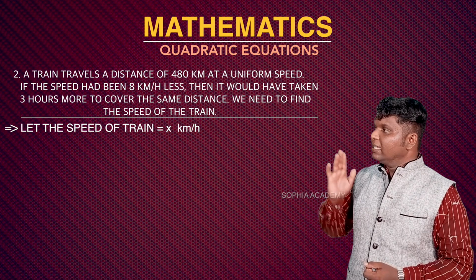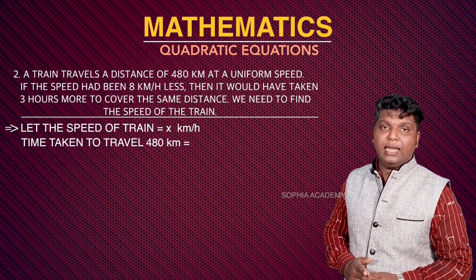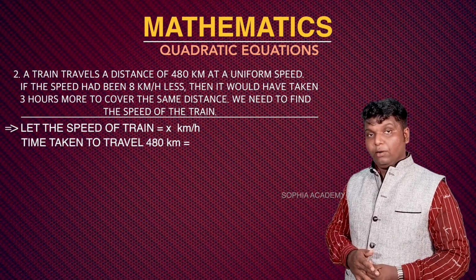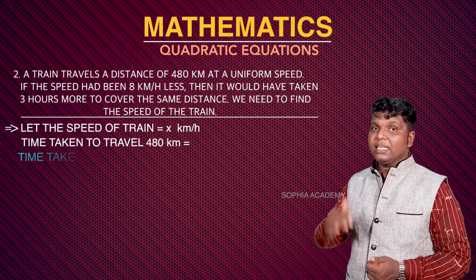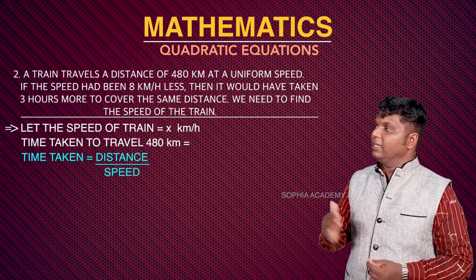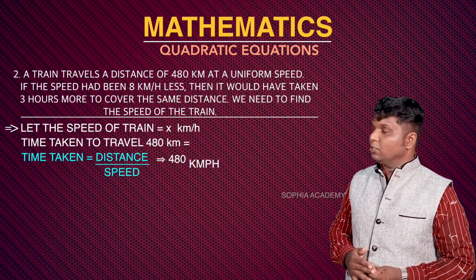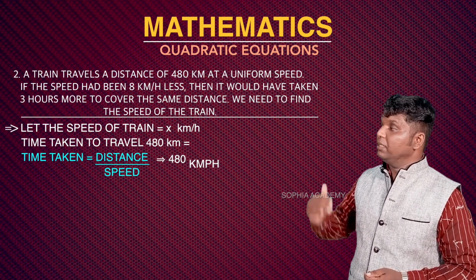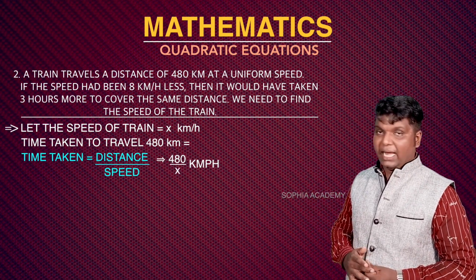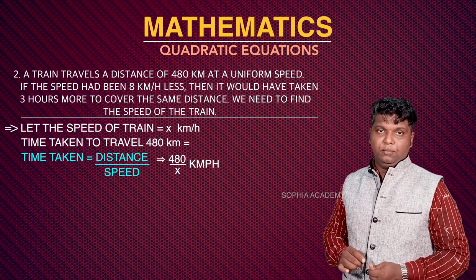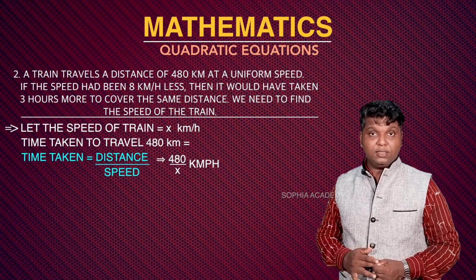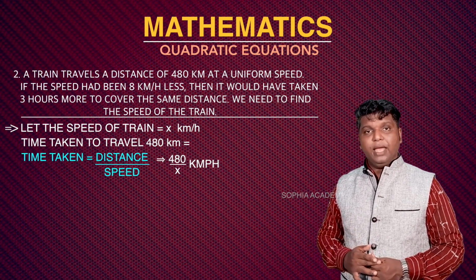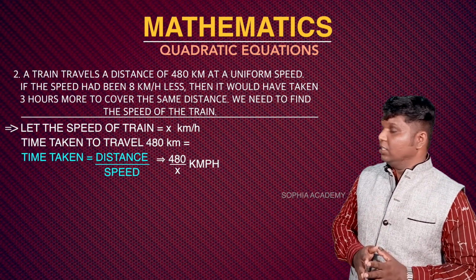Next step: the time taken to complete 480 kilometers is equal to, what will be the time taken? You already know time taken is distance divided by speed, and distance is 480. So we can write distance divided by speed means 480 divided by x, that much hours, because it's time, so the unit should be hours itself. So 480 by x.